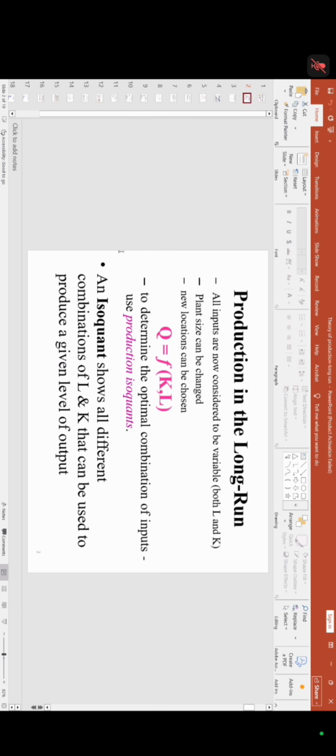The isoquant tells you what kinds of combinations you use, how much labor and capital, to produce the given level of output. Okay. And also here, you can see they are going to produce 5 quantity.